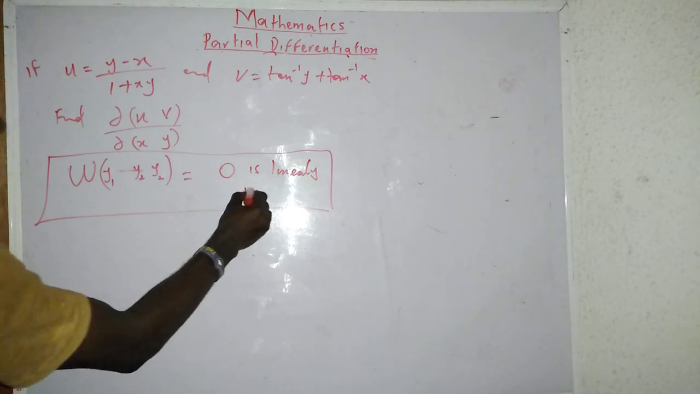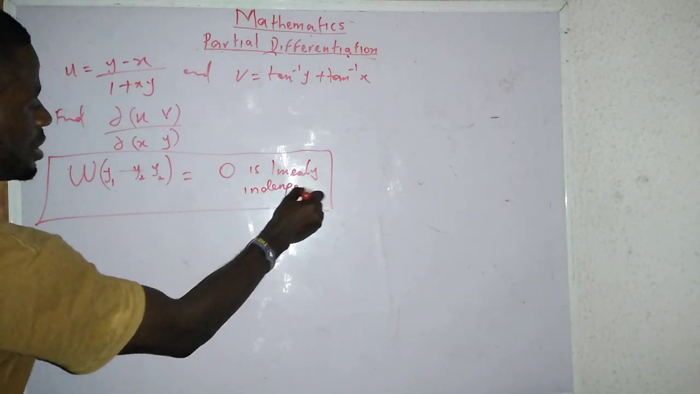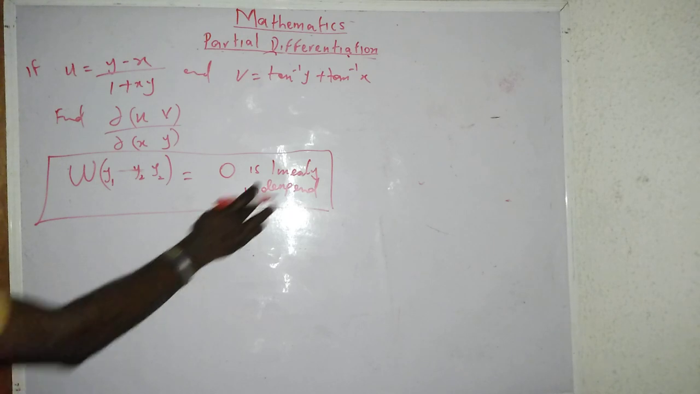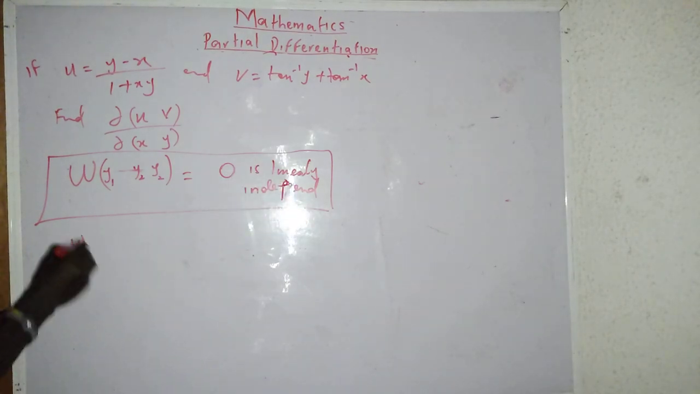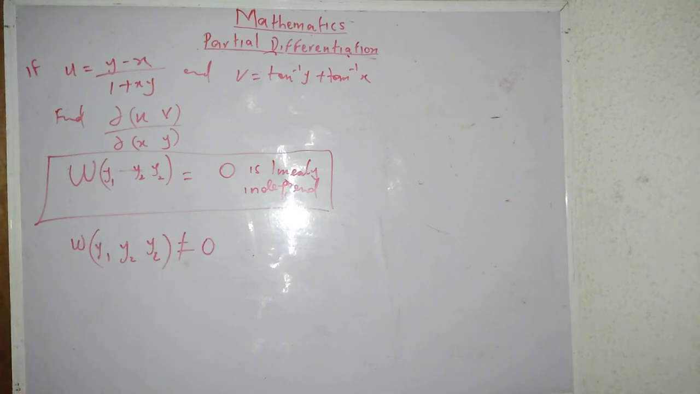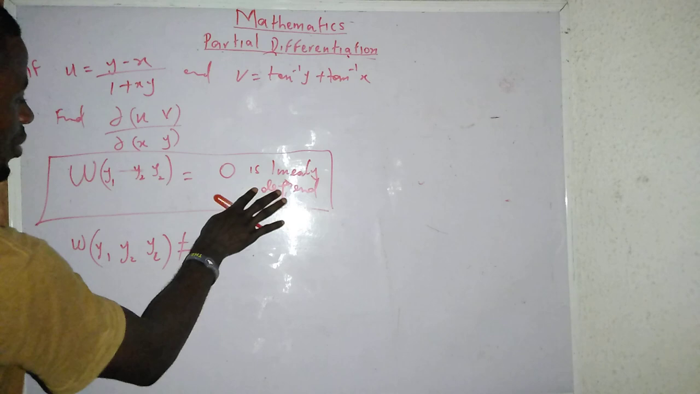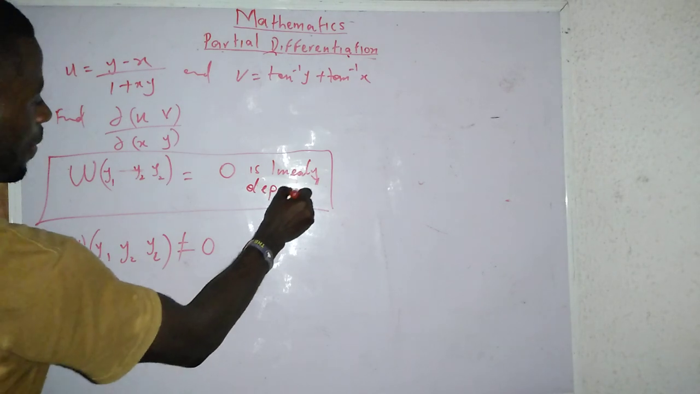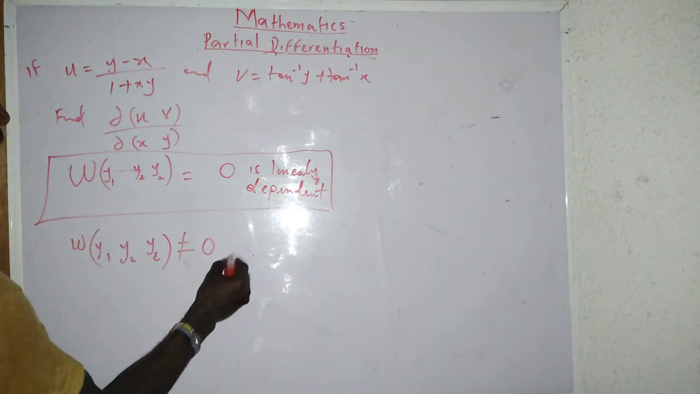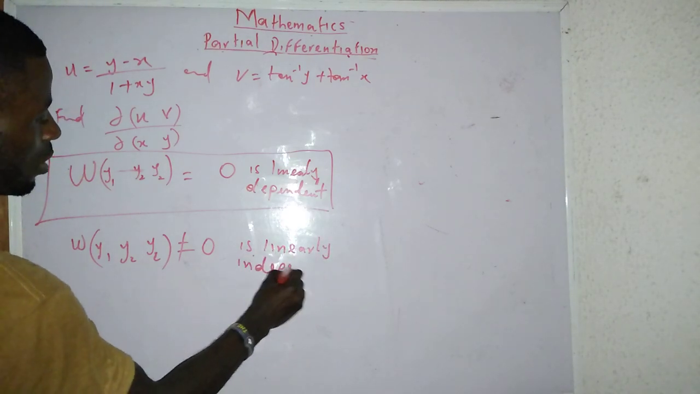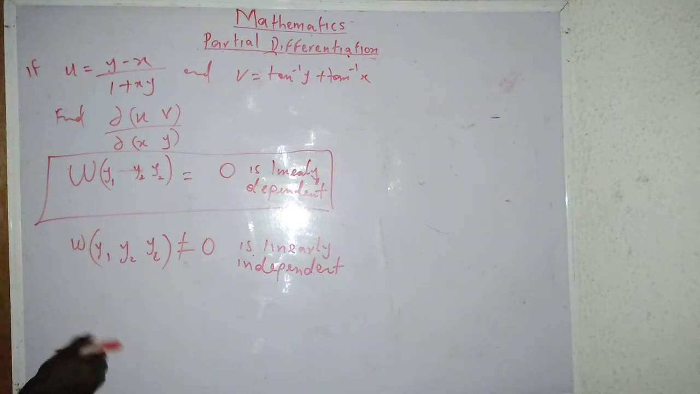it is linearly independent. Now, but if your Wronskian is not equal to zero, sorry, this is linearly dependent. If it is equal to zero, it's linearly dependent. But if it is not equal to zero, it means it's linearly independent. Sorry for that mistake.